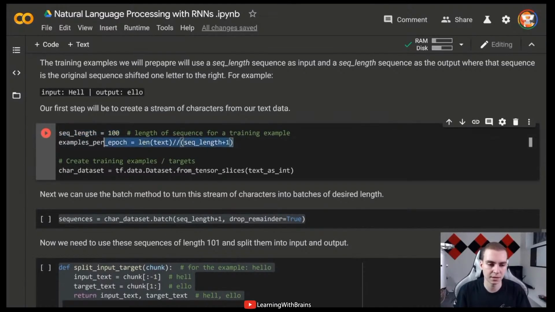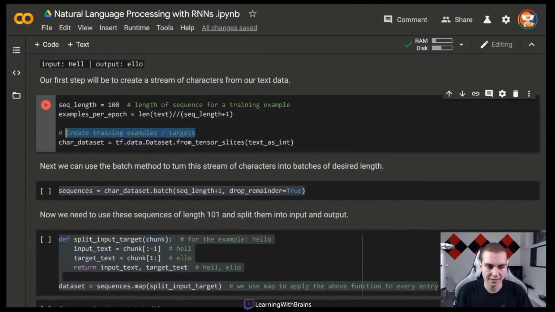We're going to say the amount of examples per epoch is going to be the length of the text divided by the sequence length plus 1. The reason we're doing this is because for every training example, we need to create a sequence input that's 100 characters long, and we need to create a sequence output that's 100 characters long, which means that we need to have 101 characters that we use for every training example, right? Hopefully that would make sense.